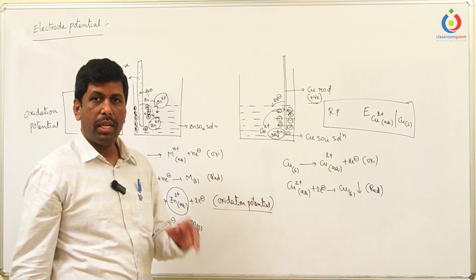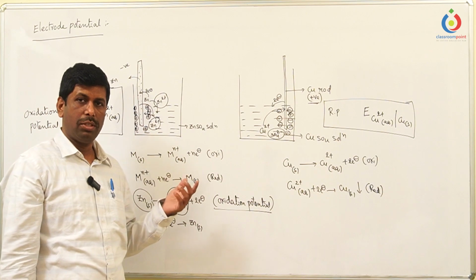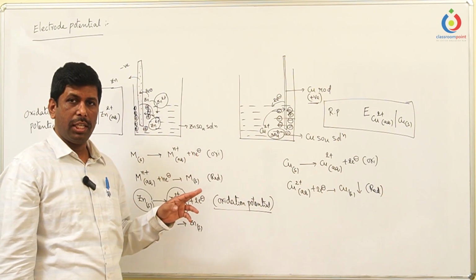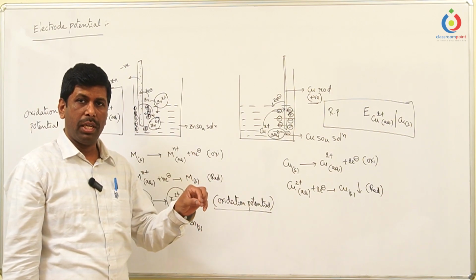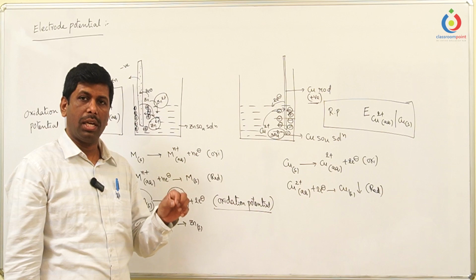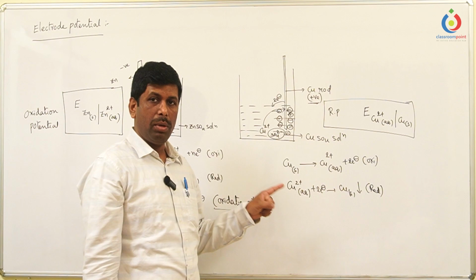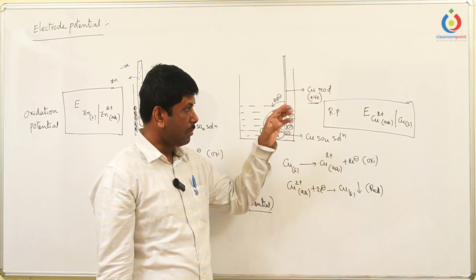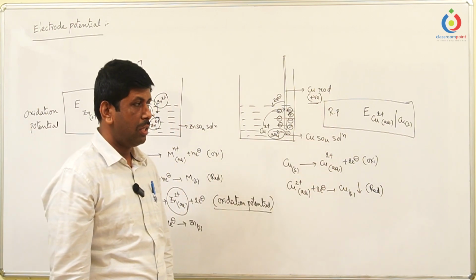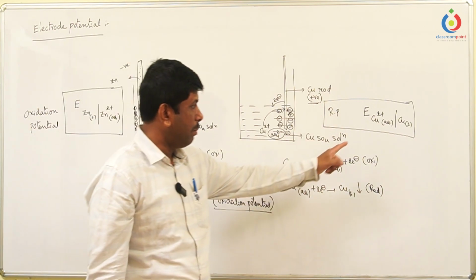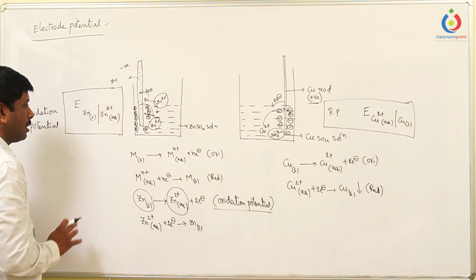So from this it is very clear that whenever a metal rod is dipped in its respective metallic salt solution, two opposing reactions take place: one is oxidation, the second is reduction. If the oxidation reaction is dominant and any potential difference arises, that is called the oxidation potential. If the reduction reaction is dominant over the oxidation reaction, and any potential difference arises, that is called the reduction potential. So reduction potential is shown with the reduction reaction, and oxidation potential is shown with the oxidation reaction.